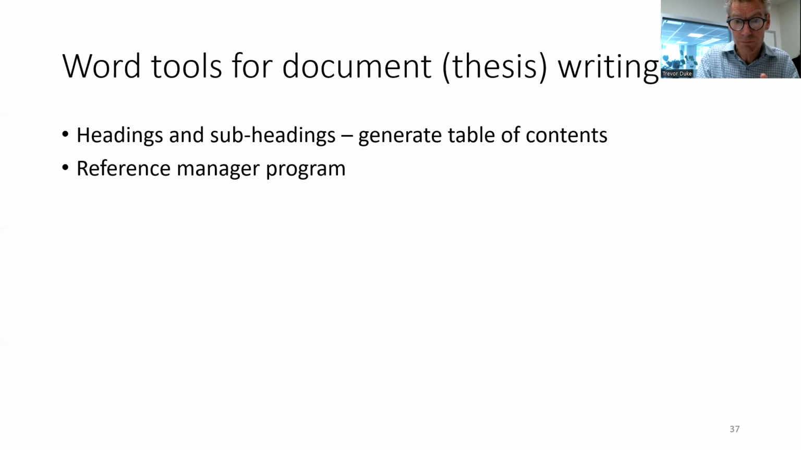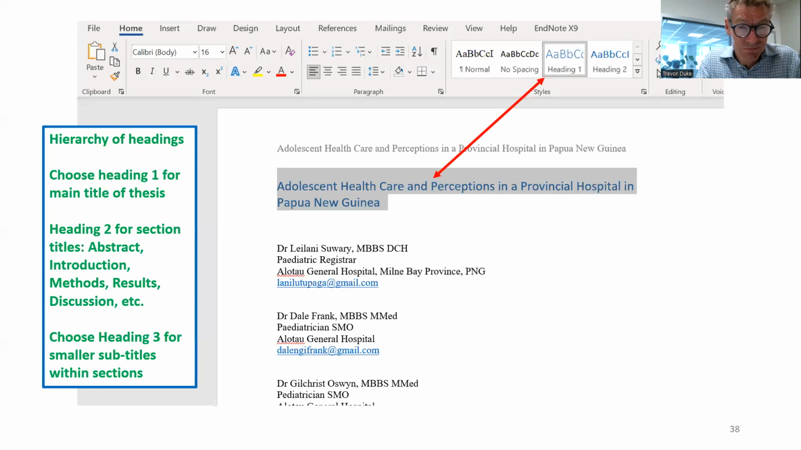I wanted to say something about the tools within Word, the Word program for document writing. I just want to briefly talk about headings and subheadings, because that can be done manually. Mostly we just write it manually, but there is a tool within Word that you can use to generate a table of contents, and I find it very useful. I won't talk about reference manager programs, but some people will have learned how to use EndNote, and that can be a useful tool for your thesis as well.